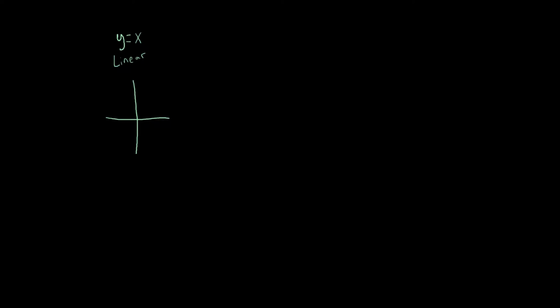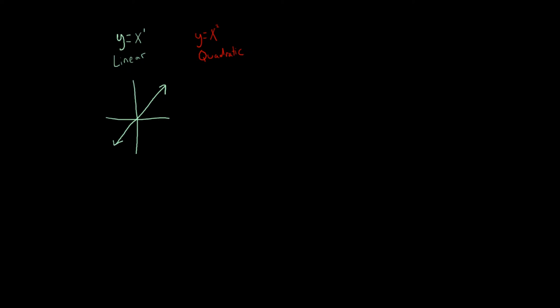So this is a Cartesian plane, and we know that it would look something like this, extending to the left and extending to the right forever and ever. So that is linear, the most basic one that we know. Then we're going to increase the exponent, because this is to the exponent of 1. So we're going to increase it to y equals x to the power of 2, or y equals x squared, which we should know is a quadratic function.